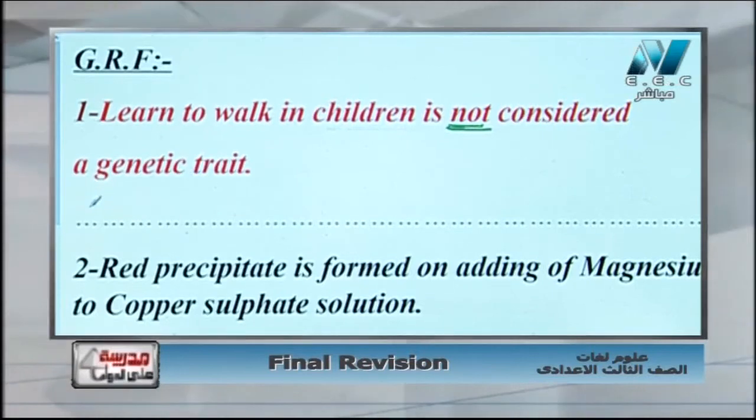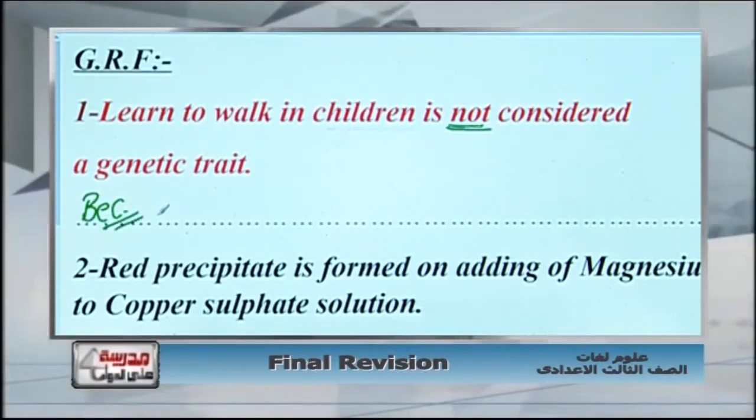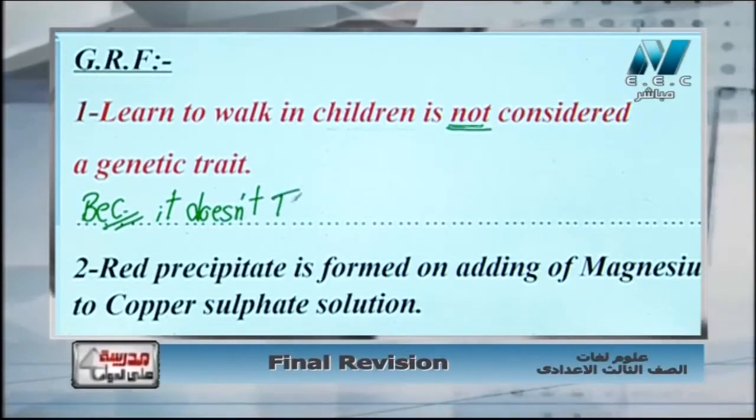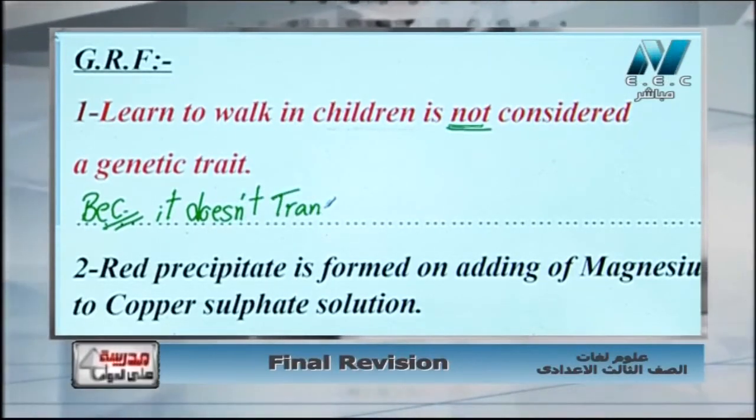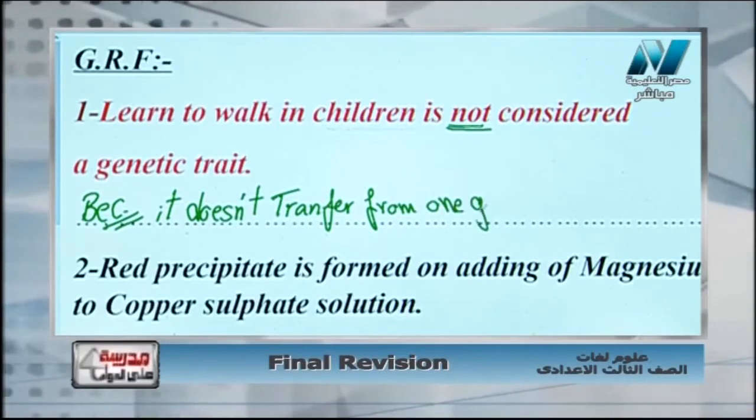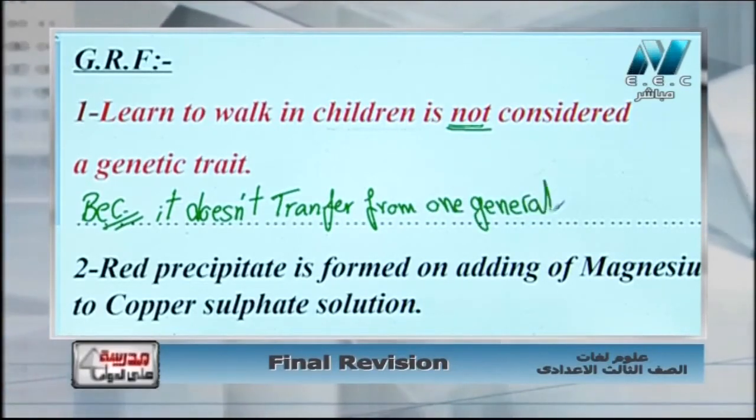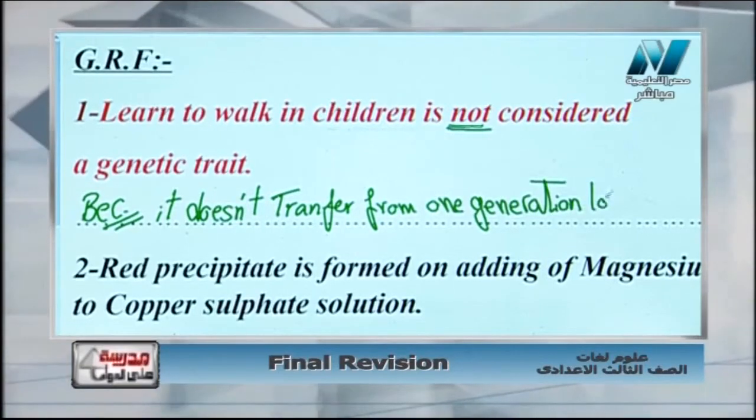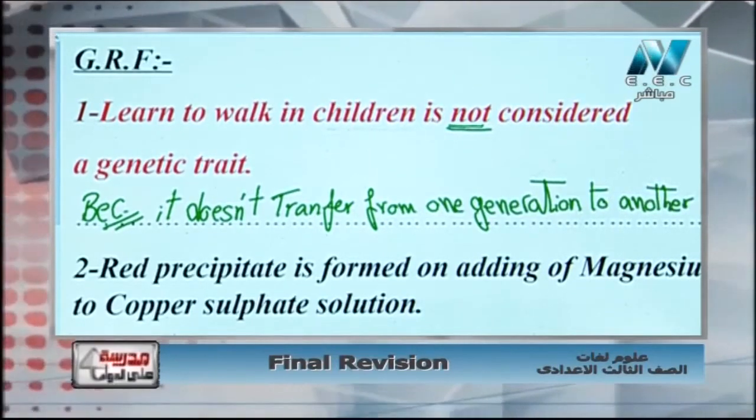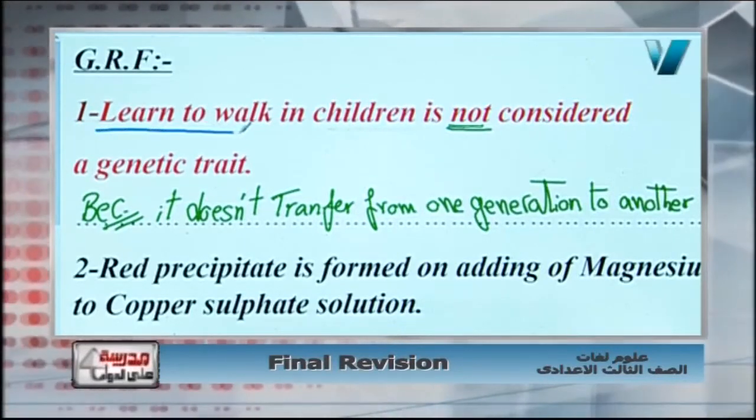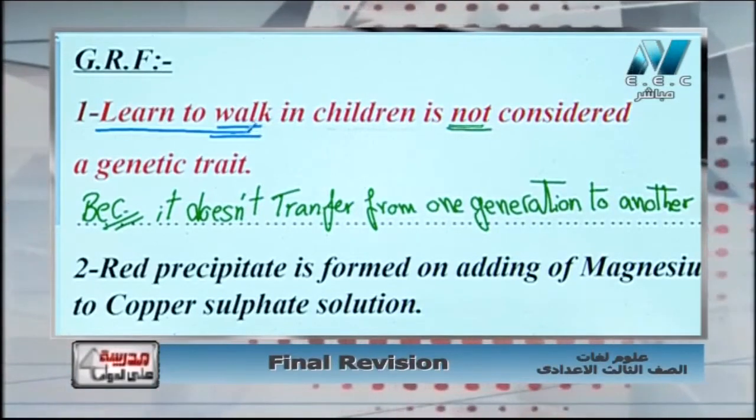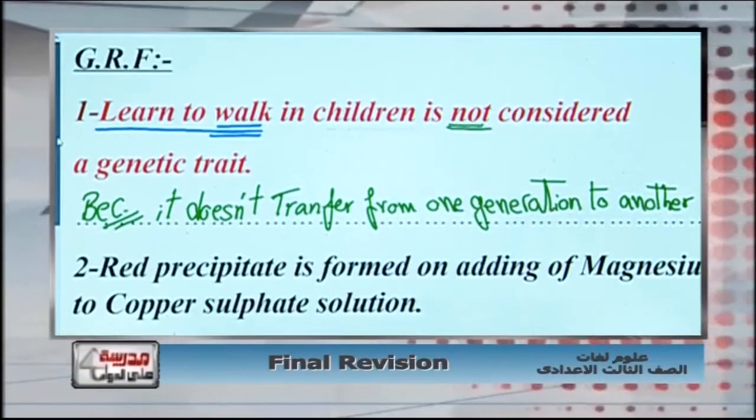So هقول له because it doesn't transfer from one generation to another. ما بتتنقلش من جيل لآخر يعني learning to walk, to read, we learn these skills. المهارات دي احنا بنتعلمها ما بنورثهاش: reading, writing, playing football and so on.